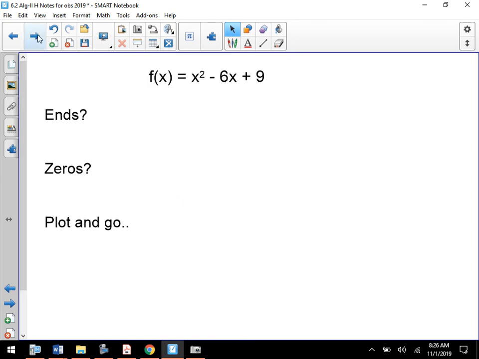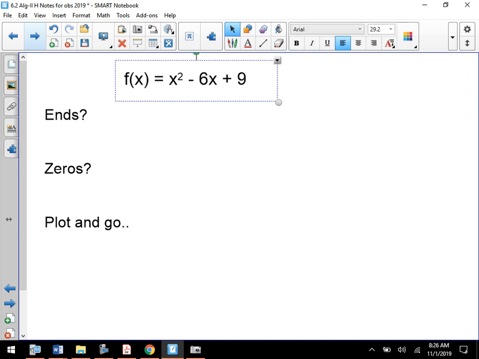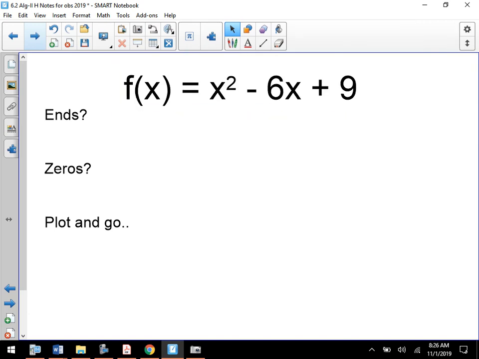So if I look at this, falling back to a quadratic, what are your tails doing? They're up, right? So if my tails are up, I factor that. What times what is 9 and adds together to get negative 6? Negative 3, negative 3.